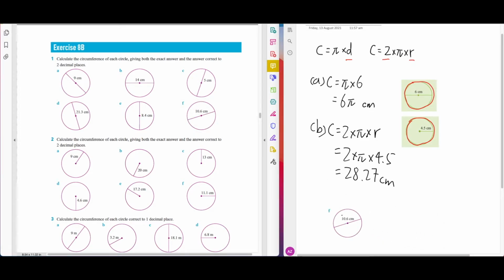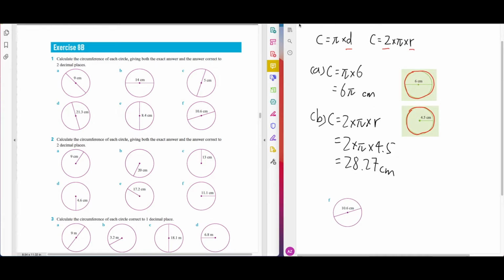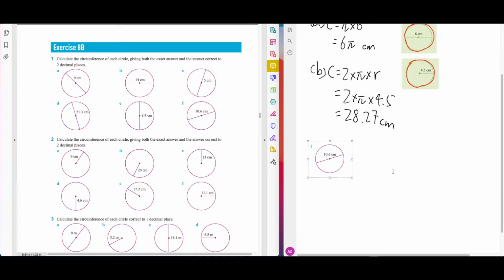Now, if you read the question, it says, calculate the circumference of each circle, giving both the exact answer and the answer correct to 2 decimal places. So they want you to give an answer that has pi inside, and they also want you to give an answer that's correct to 2 decimal places. Alright, so let's just get started.